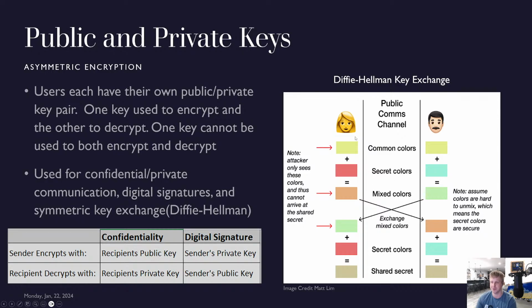And their secret color, you mix it with the common color, you get the mixed color. So when, say, an attacker is eavesdropping, they can only see the shared key, so your public key, and then they see the final output, and you don't see the secret. When you exchange the mixed colors and then add back your secret color, this is essentially sending over encrypted data and then using that secret to decrypt it.